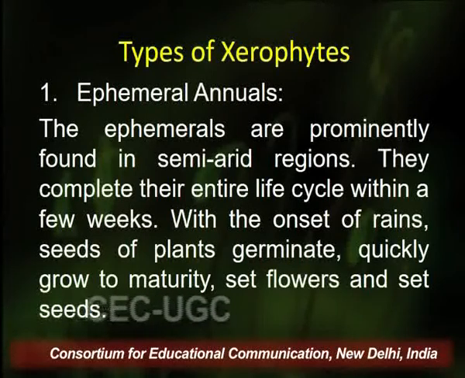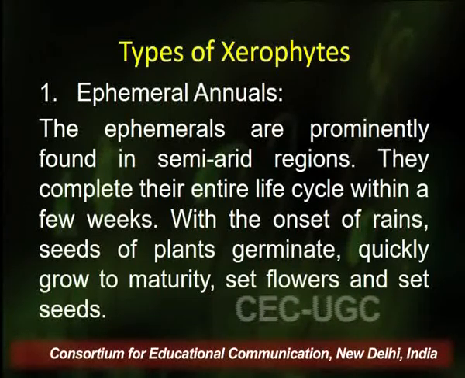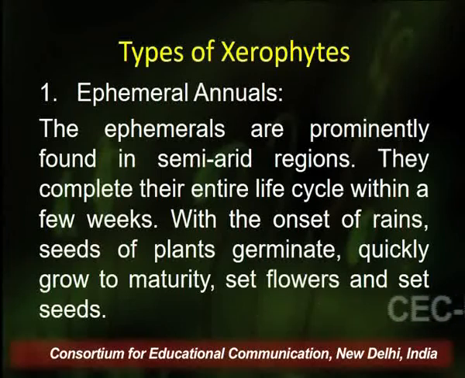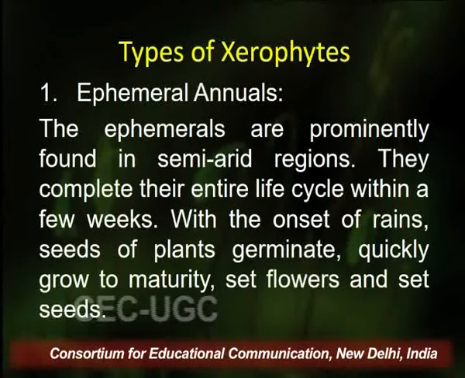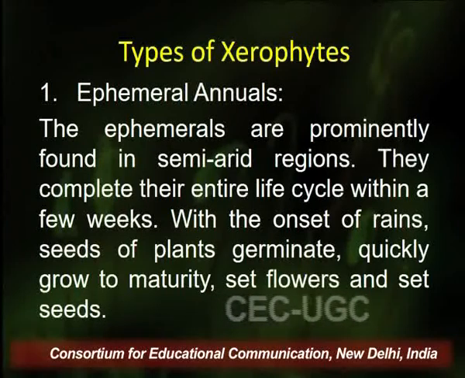They complete their entire life cycle within a few weeks, and with the onset of rains, seeds of plants germinate, quickly grow to maturity, set flowers and set seeds. This means that they complete their entire life cycle in a short span of time before the soil dries out again. The morphological adaptations in ephemerals include small size and large shoots in comparison to root.